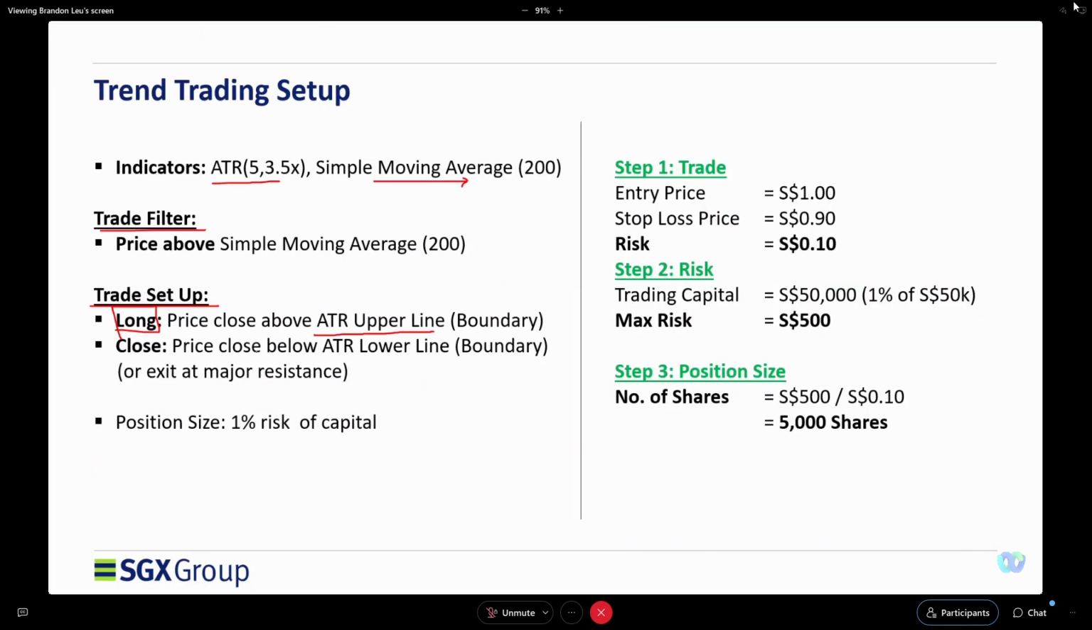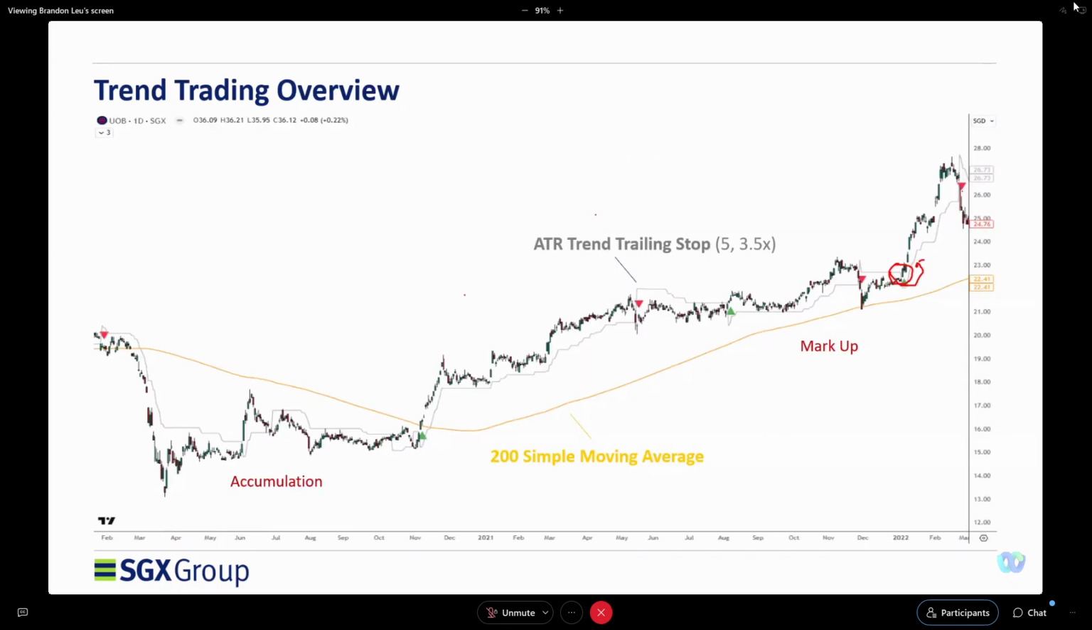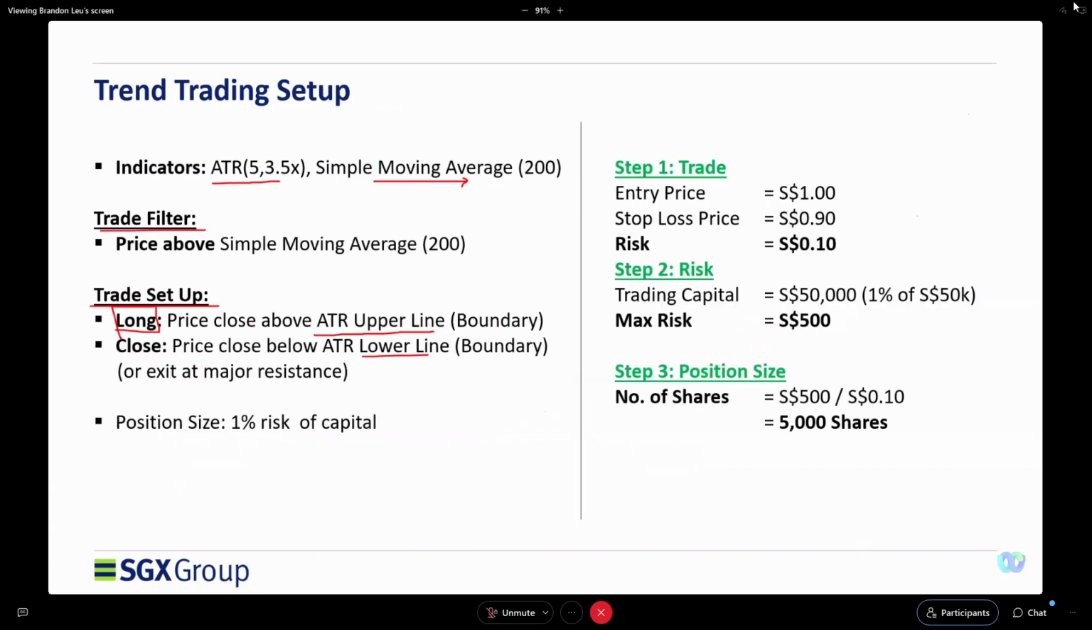And once the price closes lower than the lower boundary, we will exit. Like in this case, near the end, where it breaks below the lower boundary is an exit signal. Similarly, here is an exit signal. It means that the supply is strong enough to break even 3.5 times of the usual trading range. This is a very quick risk management of how many shares do I buy.